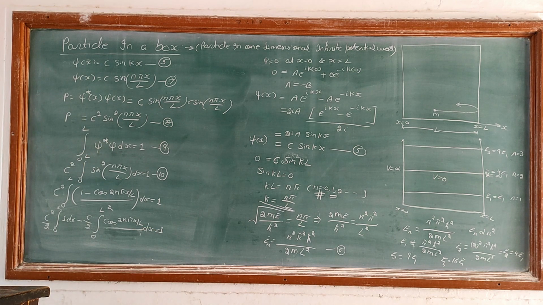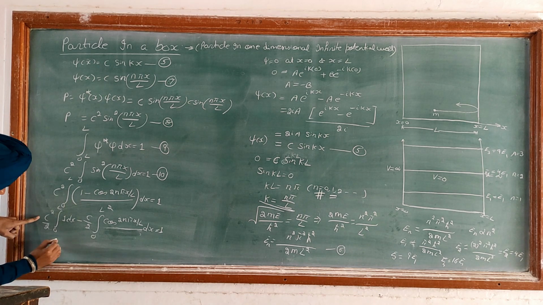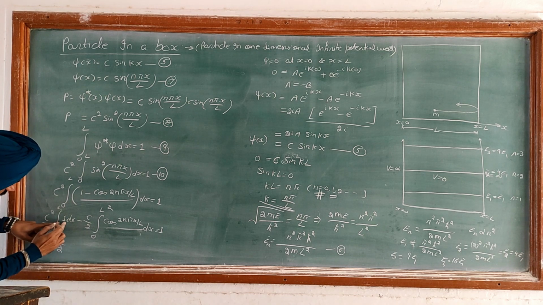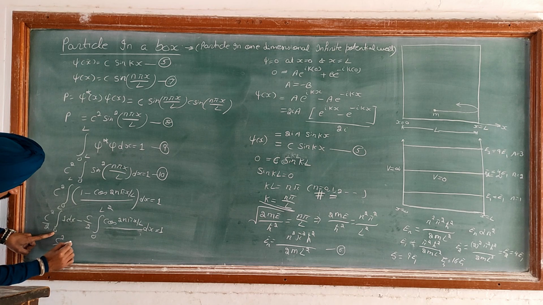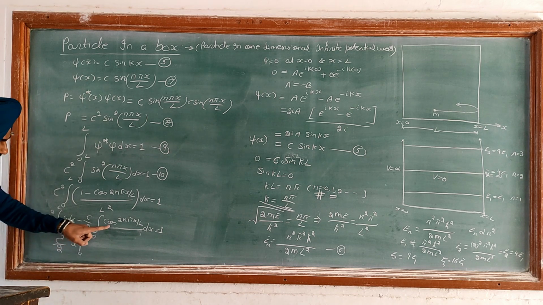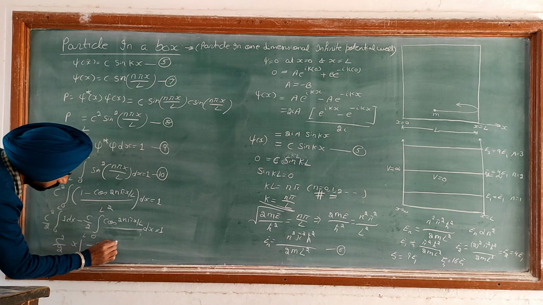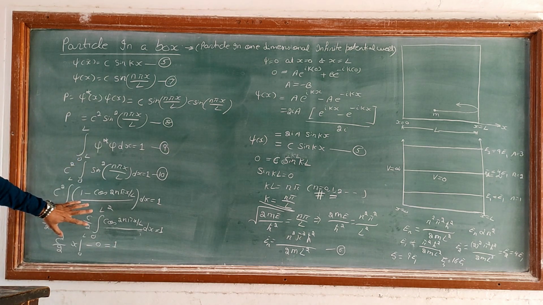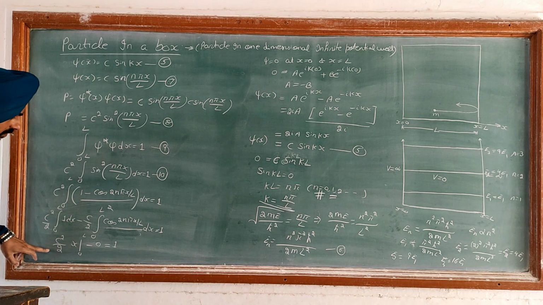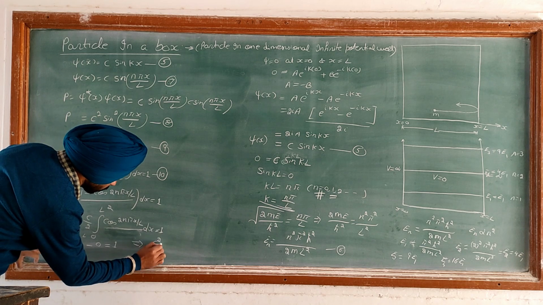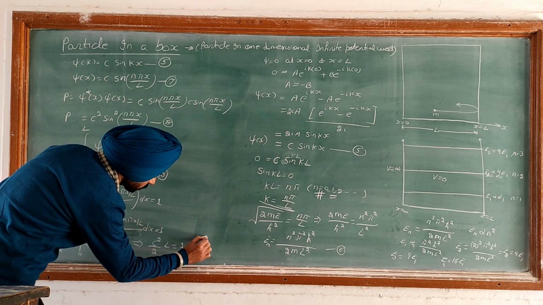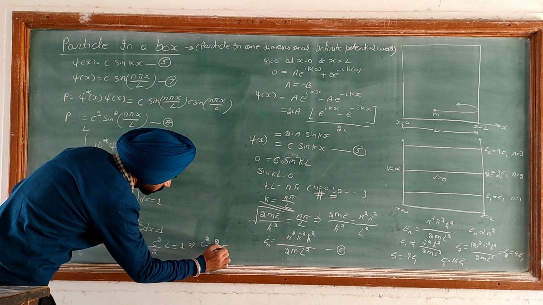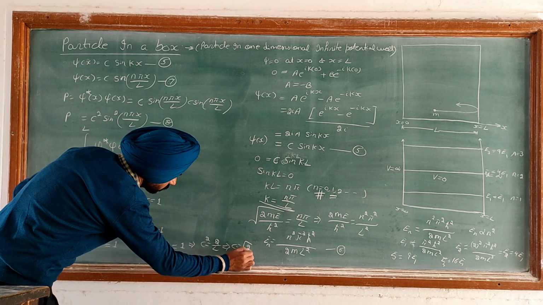In the first term we have c square upon 2, and the integration of dx is x, from the limit 0 to L. The second integral is a standard integral and it is 0. You can go through the standard integrals. So from the limit we have c square upon 2 times L equal to 1. Finally c square equal to 2 upon L, so c equal to square root of 2 upon L.